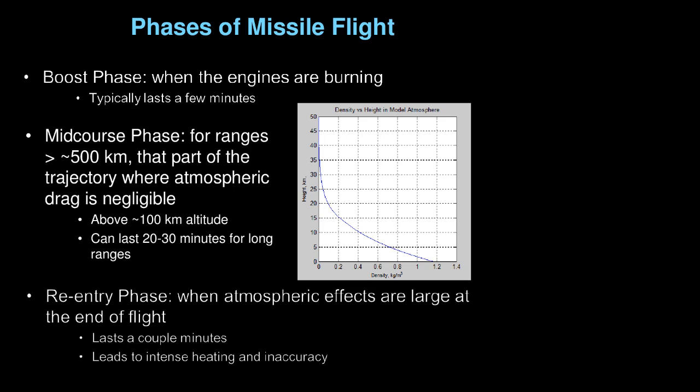And again, we'll come back and talk about that a little bit. And then at the end, there's the reentry phase, and that's when the warhead is coming back to the ground. Atmospheric effects are large. It tends to last a couple of minutes, and it leads to intense heating of the warhead and inaccuracy. And again, we'll come back and talk about that in more detail.